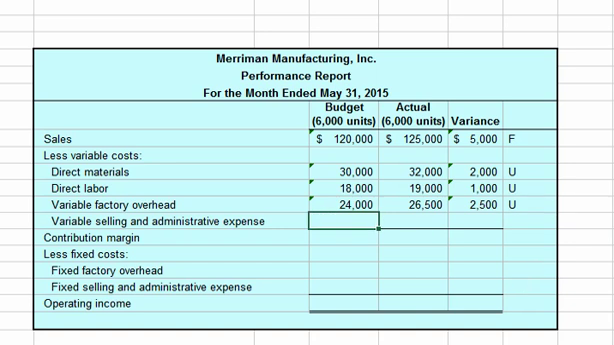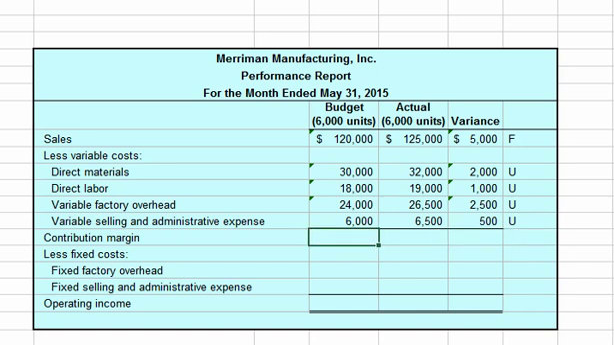Variable selling and administrative expenses, $1 per unit times 6,000. Well, I'm just going to go ahead and do the math there in my head. Our actual variable selling and administrative expenses were $6,500. That's a $500 difference. Actual was more than budget, so again, unfavorable.